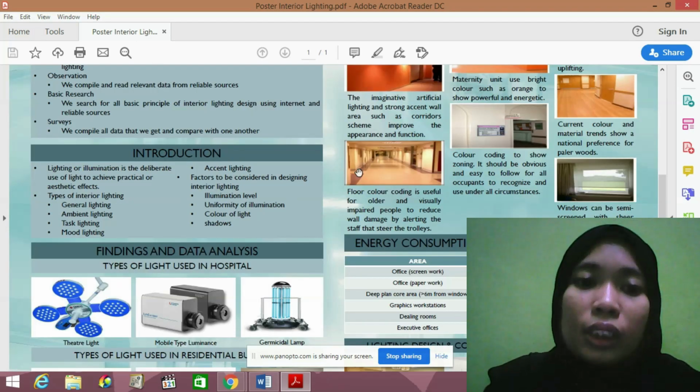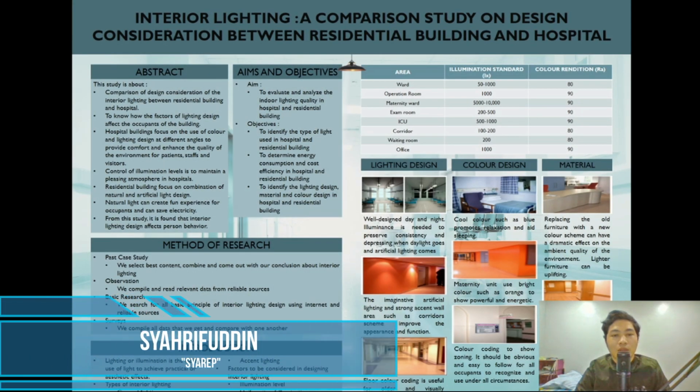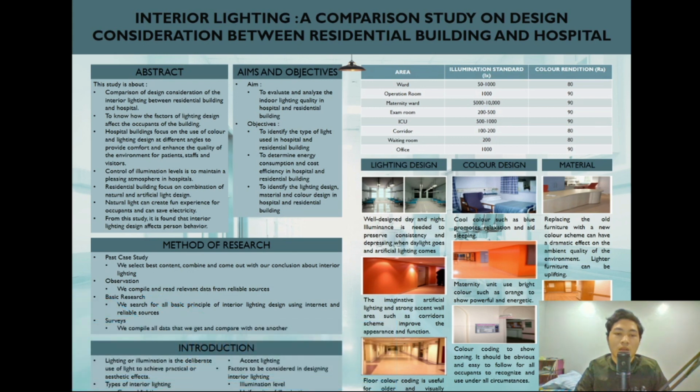So we are going to move to the aim and objectives. The aim is to evaluate and analyze the indoor lighting quality in hospital and residential building. There are three objectives of this study: to identify the type of light used in hospital and residential building, to determine energy consumption and cost efficiency in hospital and residential building, and to identify the lighting design material and color design in hospital and residential building.